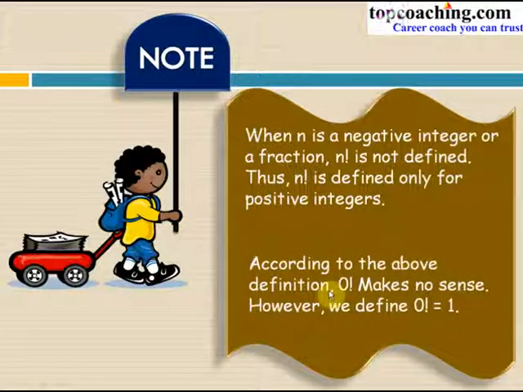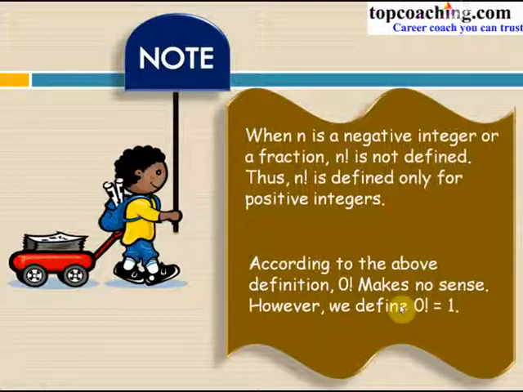According to the above definition, 0 factorial makes no sense. However, we define 0 factorial as equal to 1. So the value of 0 factorial would be equal to 1. 1 factorial would be equal to 1, 2 factorial would be equal to 1 into 2 and that is equal to 2, 3 factorial would be 1 into 2 into 3 and that is equal to 6. So we can have different values for different factorials.